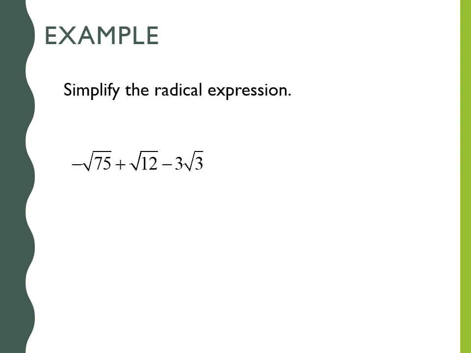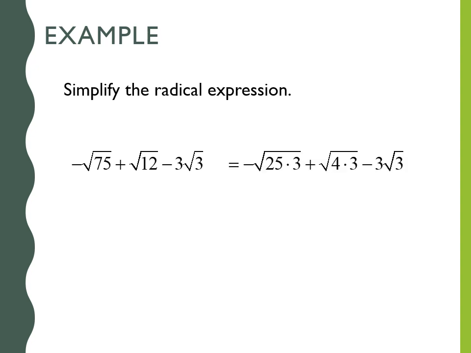Oh, let's see what happens when there are 3 terms. So I'm going to again simplify all 3 terms if they are not already simplified. So 75, what's the largest perfect square that can go into 75? Well, that would be 25. 25 times 3 makes 75. What is the largest perfect square that could go into 12? That would be 4. 4 times 3.